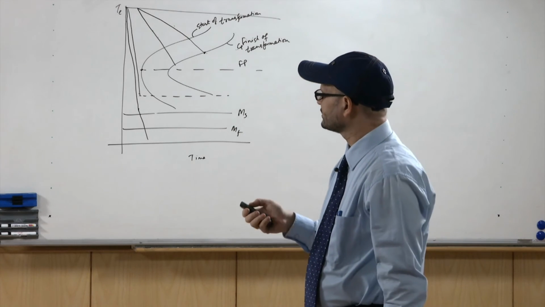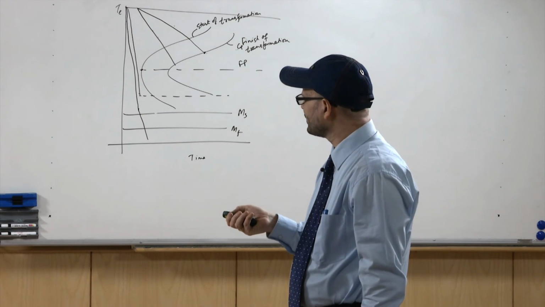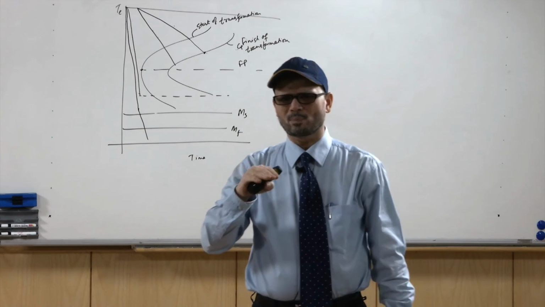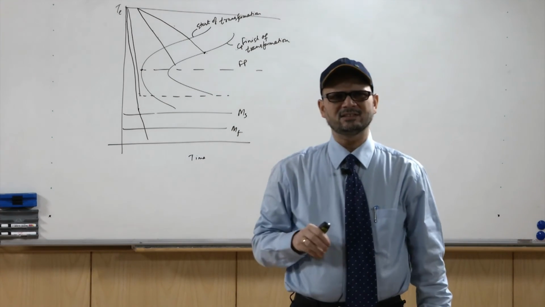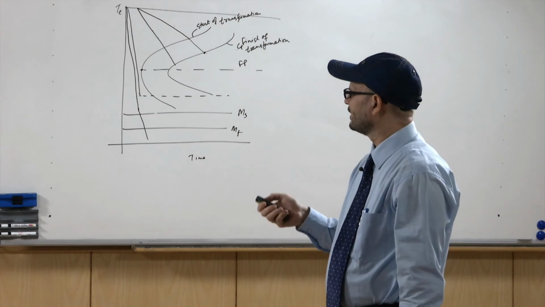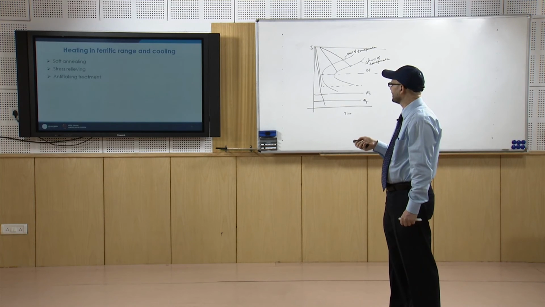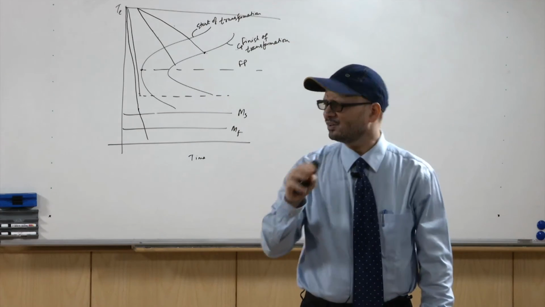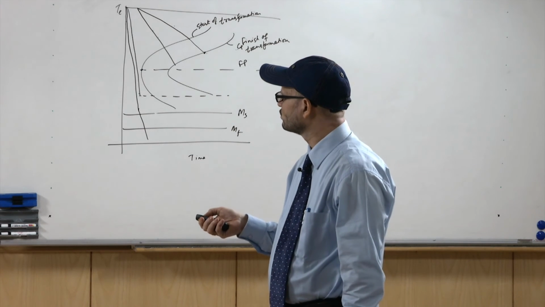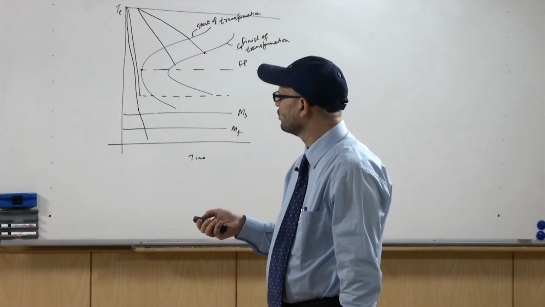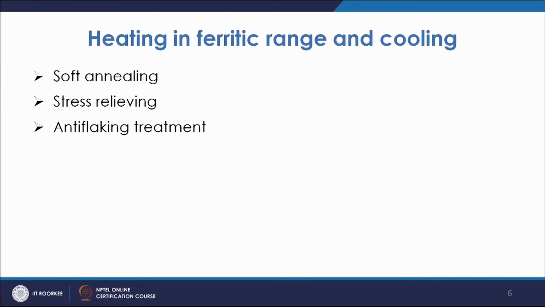Now, in this case what you do is the temperature is kept below. So, it is only heated in the ferritic range, and thereafter you do treatments like soft annealing. So, you are going below this. All these temperature treatments are done for soft annealing, that is basically to make it more tough. This is for removing the stresses.